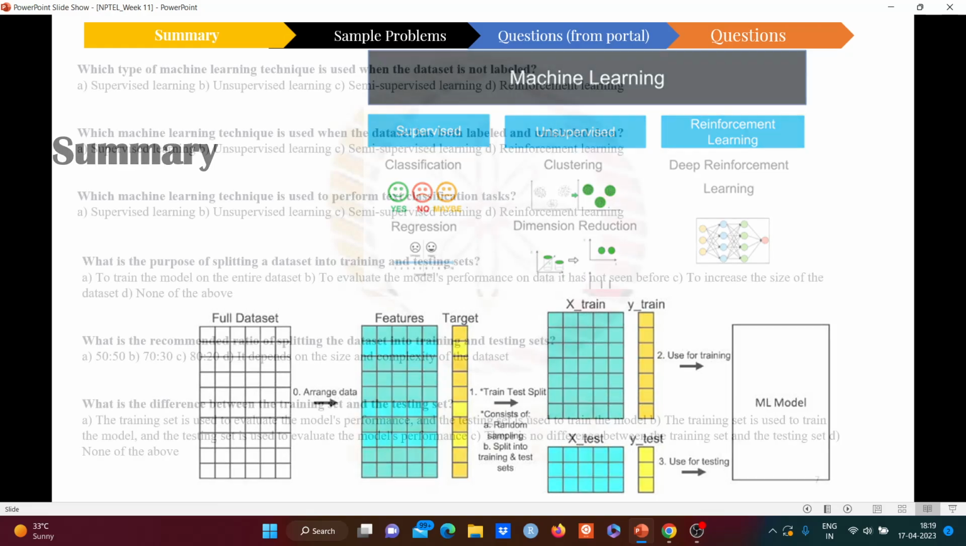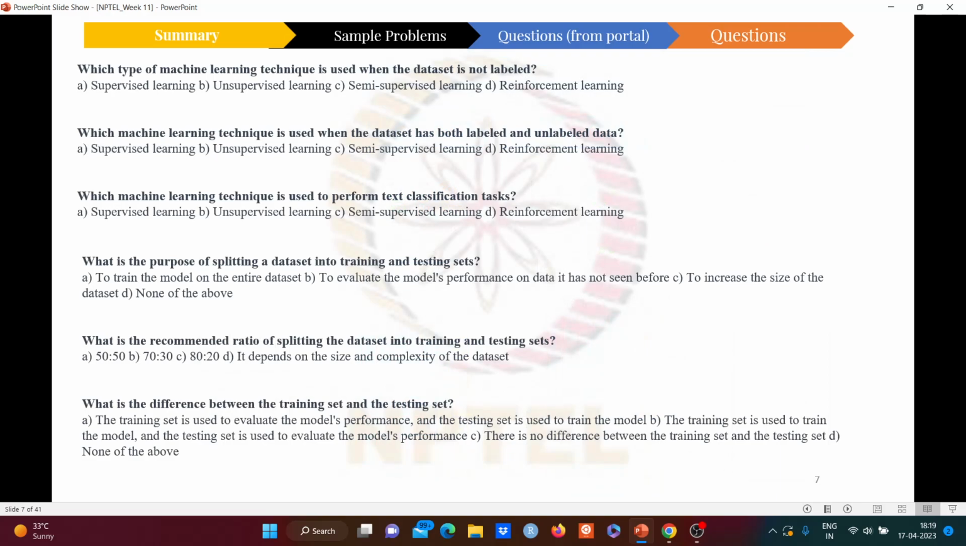So before moving on, I have some questions. We'll start with the first one. Which type of machine learning technique is used when the data set is not labeled? These answers can be provided using the chat box. So which type of machine learning technique will we be using if the data is not labeled? Whether we go for supervised learning, unsupervised learning, semi-supervised learning, or reinforcement learning.